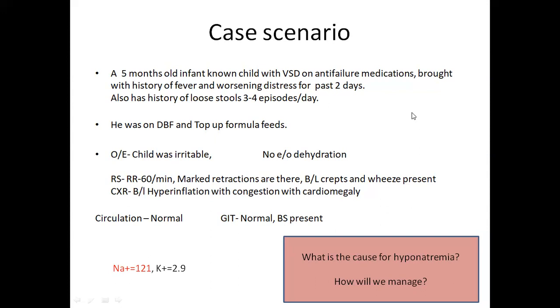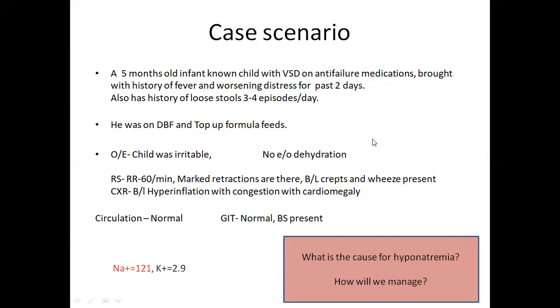What is the X-ray finding here? Hyperinflation, congestion, and cardiomegaly. So you have hyperinflation, CCF? What are the auscultatory findings? Wheeze. Yeah, when you have wheeze and hyperinflation, which conditions will have wheeze and hyperinflation in infants? Bronchiolitis. Yeah, bronchiolitis. What type of hyponatremia can bronchiolitis cause?